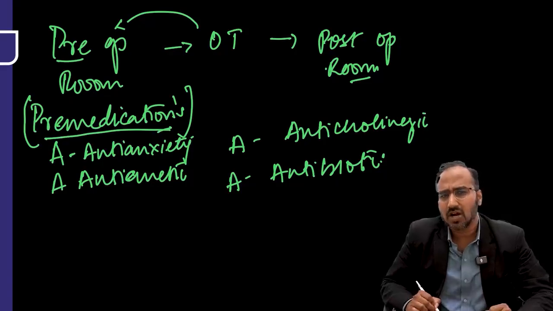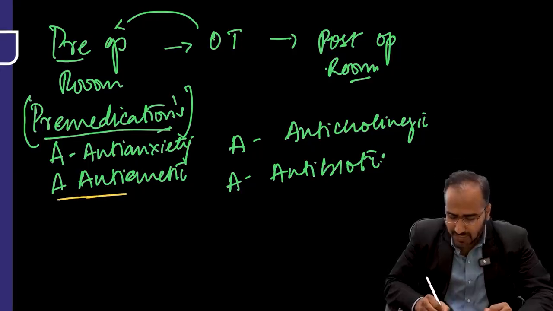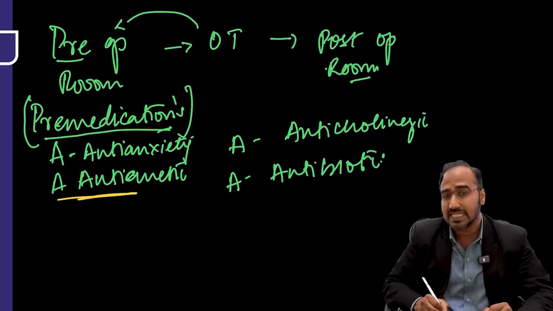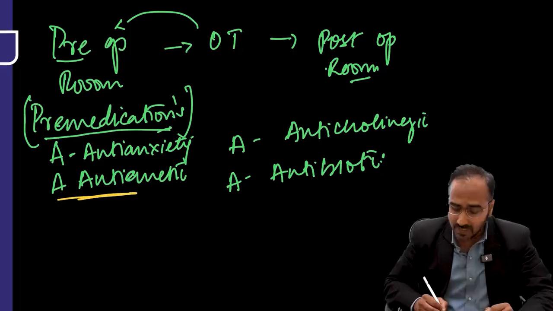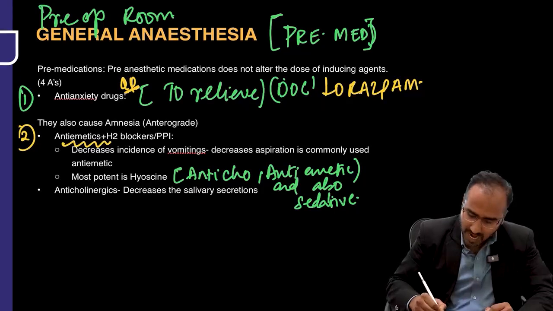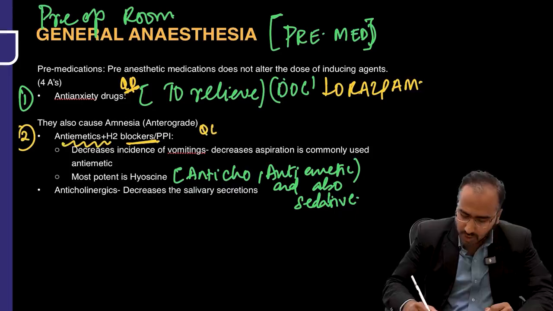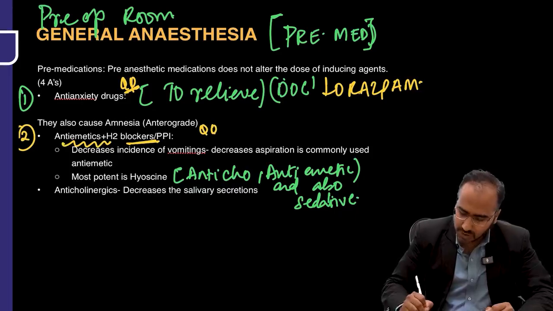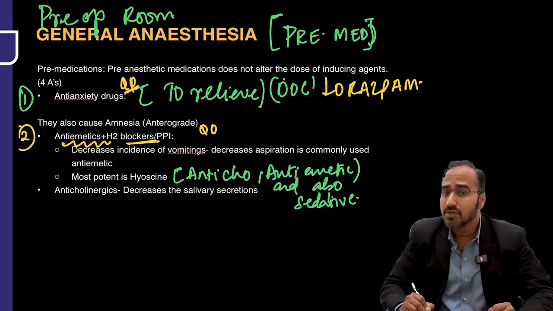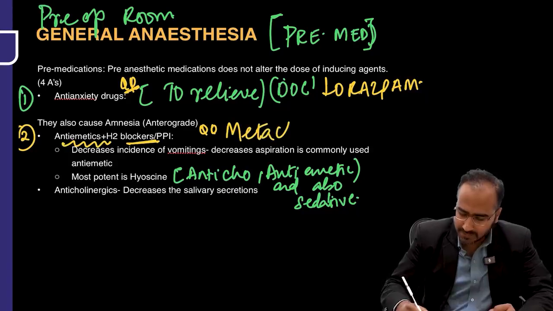The patient is already in a fasting state. Why are you giving anti-emetic? Sometimes in a fasting state also there might be some secretions in the stomach. In order to prevent the regurgitation of the secretions, we are giving anti-emetic. The anti-emetic of choice, or basically the most commonly used anti-emetic, is metoclopramide.